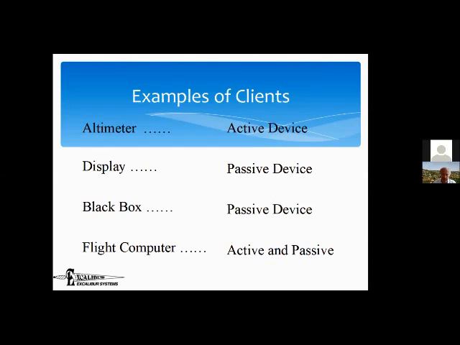A display is exactly the reverse. A display usually doesn't have very much to tell people, but it gets data from other boxes and displays it. So it's passive in terms of communications. The data is flowing towards the display. A black box similarly is passive. It gets data and records it. And a flight computer would be an example of something that does both. It'll get data from some boxes and send them to others. So these are the types of clients that you might see on a military bus or on an avionics bus, really.